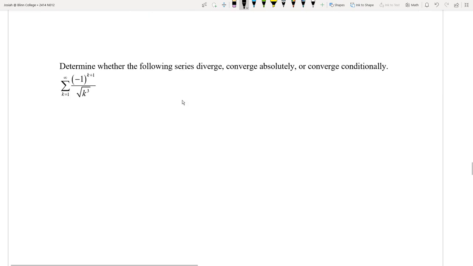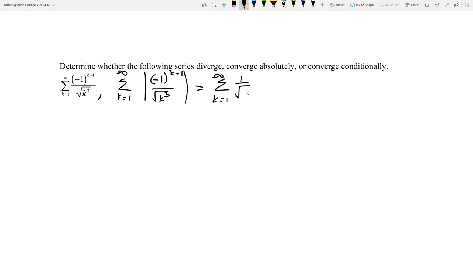All right, so we'll continue on here. Determine whether the series diverges, converges absolutely, or converges conditionally. Again, we're checking all three. We'll first apply absolute values. That gets rid of the alternator. So we get 1 over the square root of k cubed. That's equal to 1 over k to a rational power, instead of the square root. And this is a p-series. p is 3/2. So this is a convergent p-series.